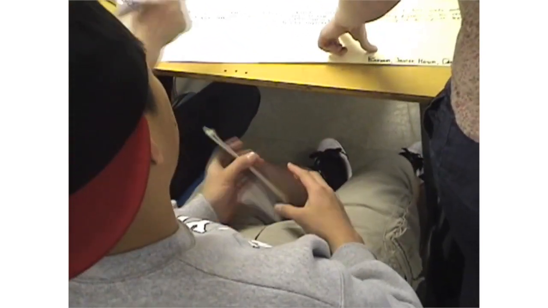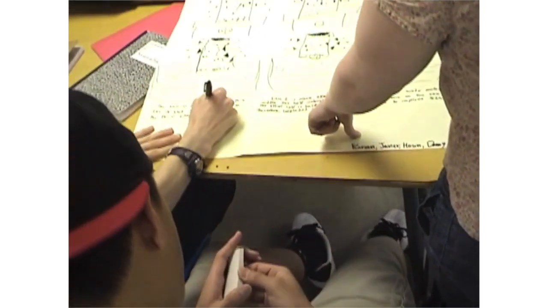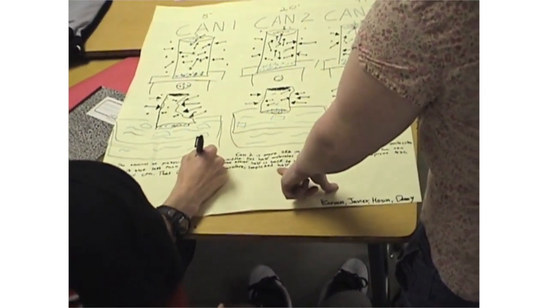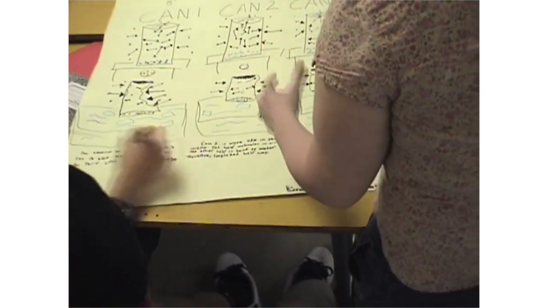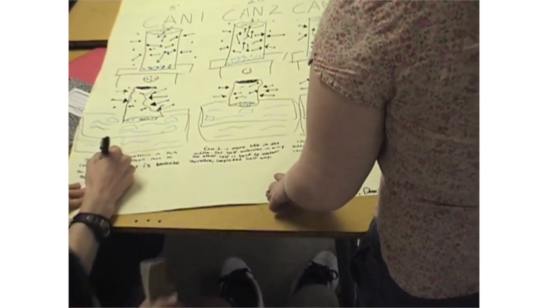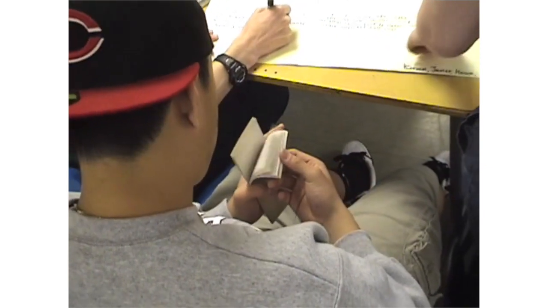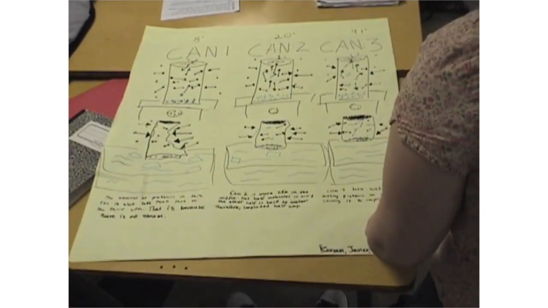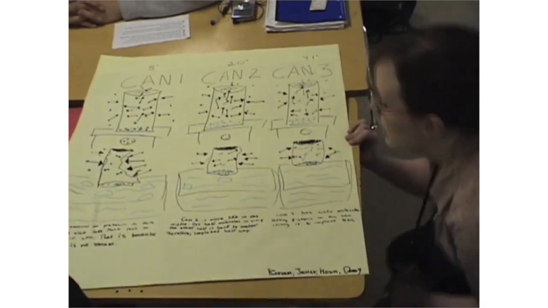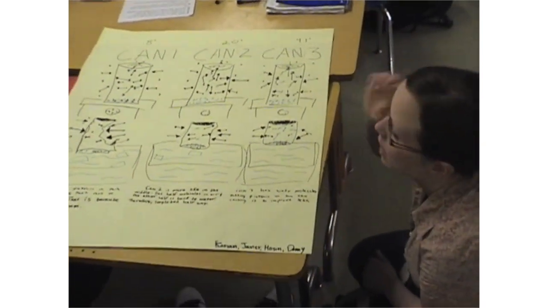Okay, and then can 2 is more in the middle, has half molecules in air, the other half is back to water, therefore imploded, kind of like the halfway point you're saying. I just told him to put this and this together. Okay. Can 3 has more molecules putting pressure on the can, causing it to implode less. You're almost there, but tell me, why would it implode less?